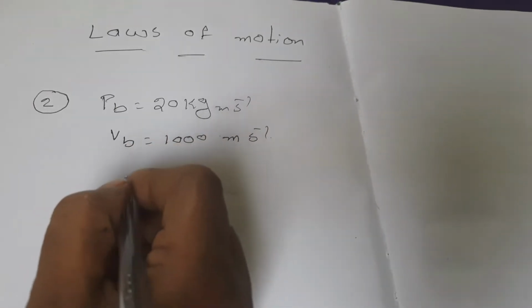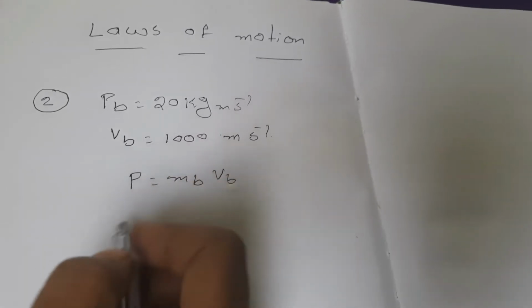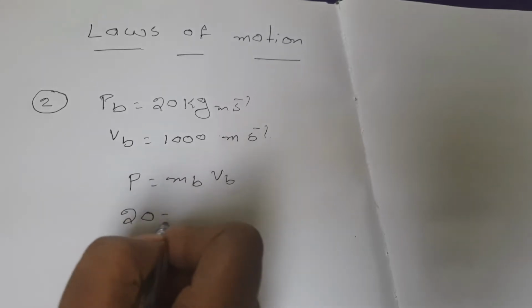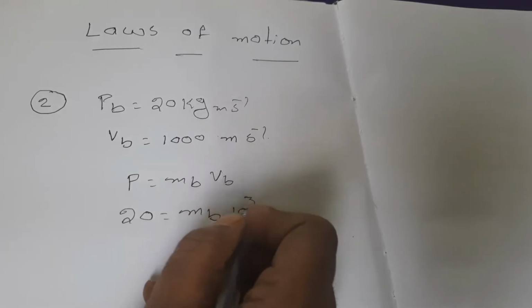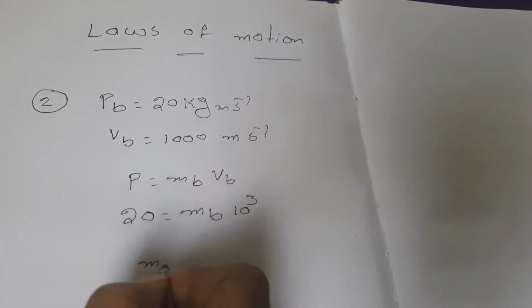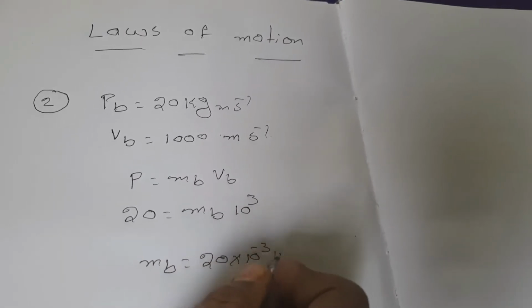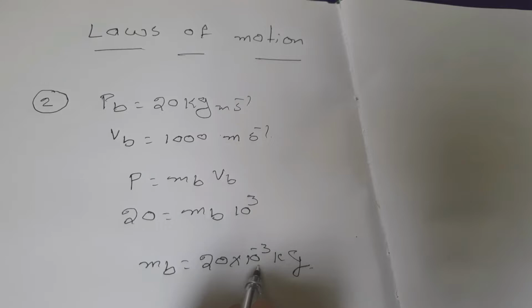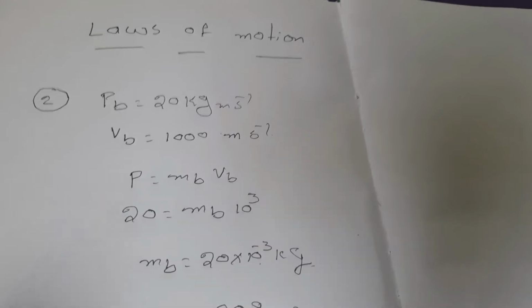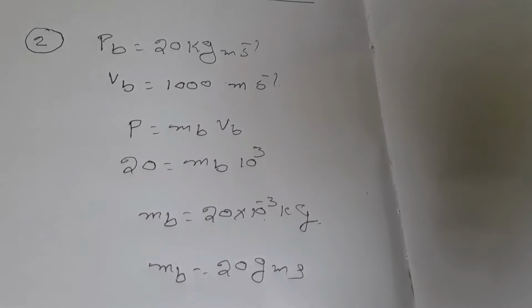So what is the momentum formula? P equals mass of the bullet into velocity of the bullet. Momentum we know, 20. Mass of the bullet we have to find out. Velocity is 1000, which I am writing as 10 to the power of 3. So from this, m_b equals 20 into 10 to the power of minus 3 kg. But the given options are in terms of grams. When we convert into grams, it is 20 grams. It's a very simple problem. Easily we can solve it when you know the expression for momentum.